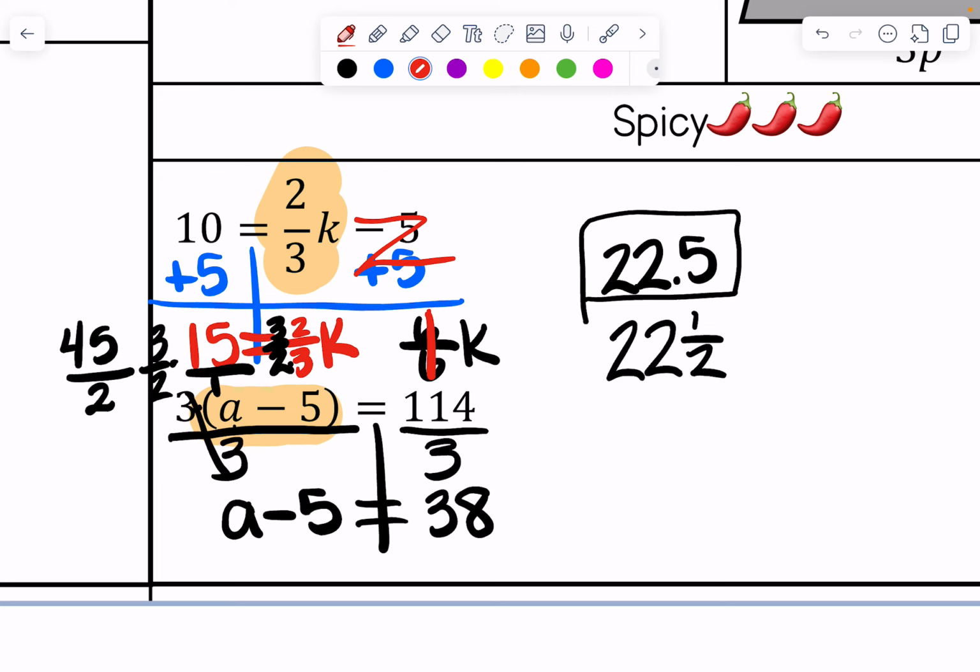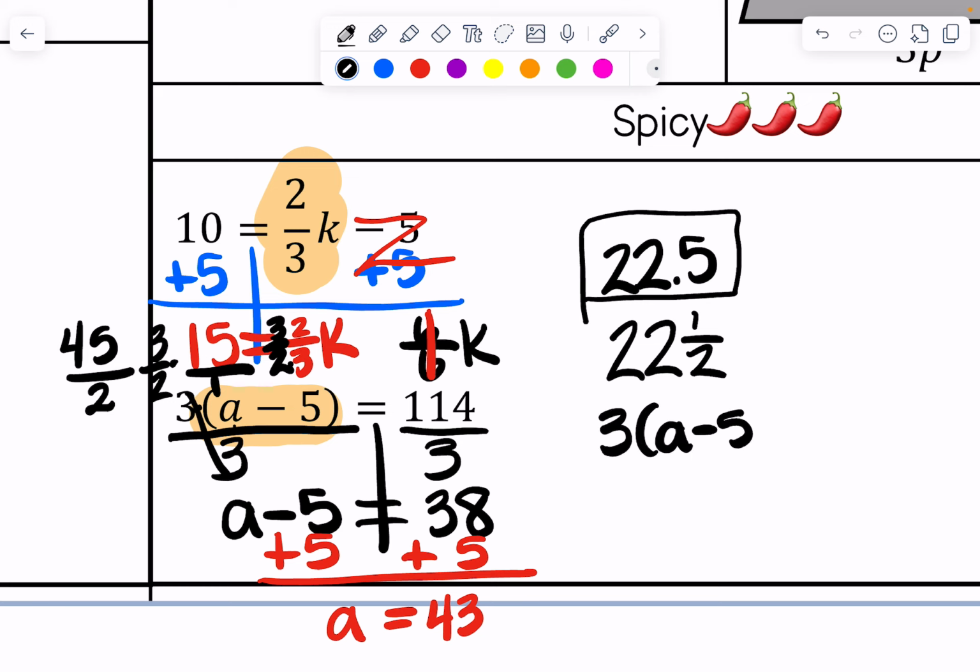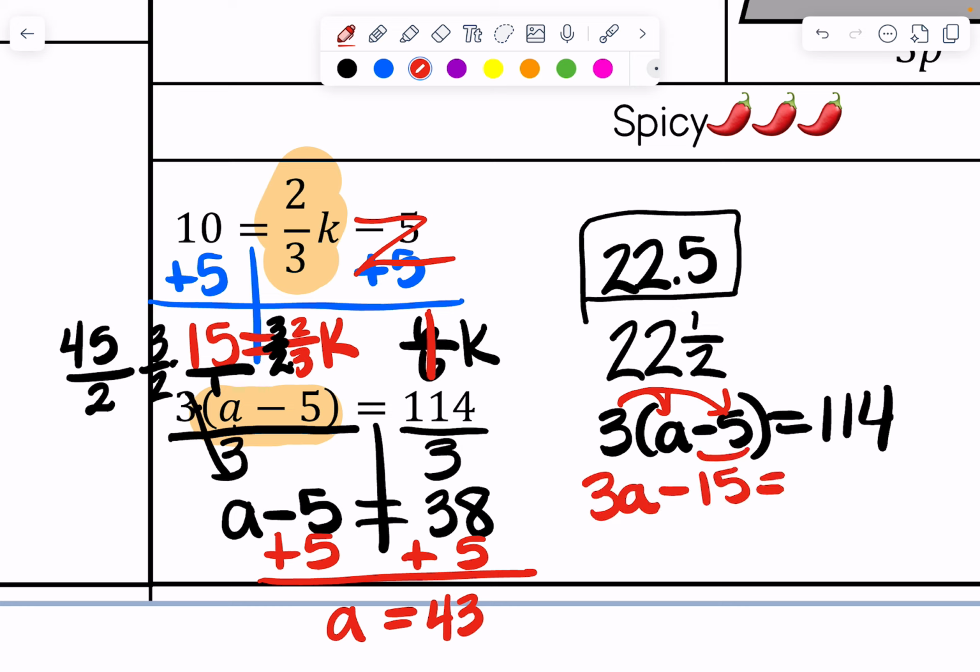So what's happening to my variable? I'm subtracting 5. So I need to undo that by adding 5. 38 plus 5 will give me 43. So a would equal 43. One other way you could solve that same equation, I'm going to actually write over here. If I had simplified this expression first and cleared the parentheses by distributing, 3 times a would be 3a, 3 times negative 5 would be negative 15, and then it would equal 114.